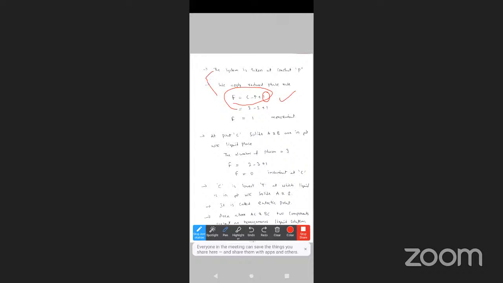Normally what is the Gibbs phase rule? F equal to C minus P plus 2. Reduced phase rule, sir. Of the 3 variables, one is kept constant. Therefore F equal to C minus P plus 1. Good. So it is invariant at point C.